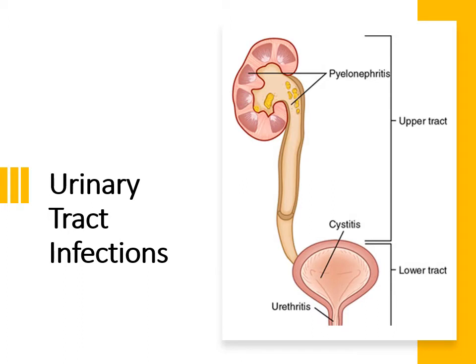Okay, and they're both treated with antibiotics. So a cystitis is typically just treated with oral antibiotics. A pyelonephritis just depends on how sick the patient is. So if their vital signs are stable and they're not terribly ill, and they're not vomiting profusely, then we can use an oral antibiotic. If they're very ill with a pyelonephritis, we use intravenous antibiotics.